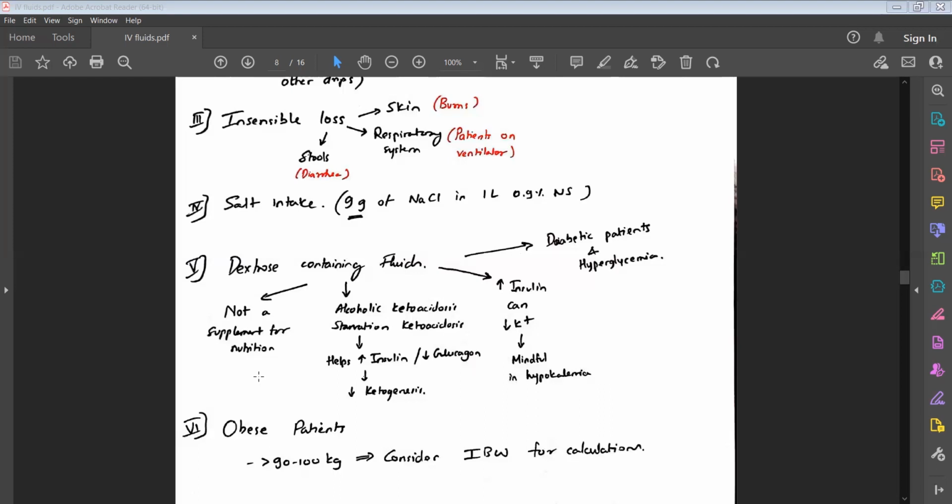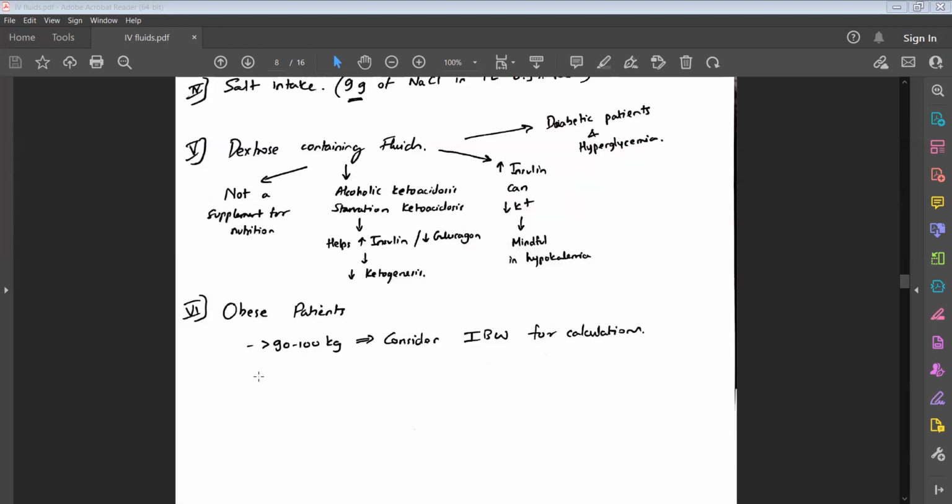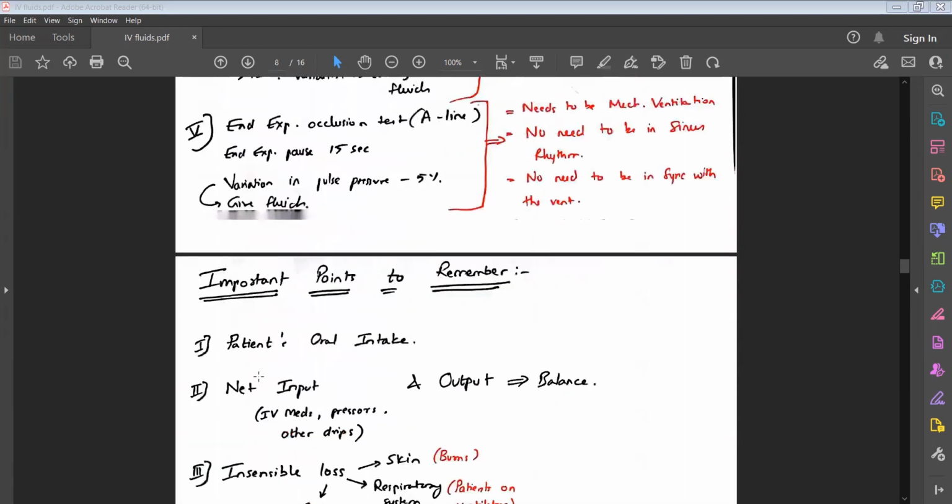Then again, if the patient is overweight or obese, especially weighing more than 90 to 100 kilograms, while calculating fluids for them, you would prefer using the ideal body weight and not their actual body weight, because remember, as I said before, if the fat content in the body increases, the water content tends to go down. A normal healthy person has about 60% of their body as water, while overweight or morbidly obese patients can have 50%, a lower percentage of their body as water. So if the weight is very high, you should use ideal body weight for all the calculations. So these are some of the important points.